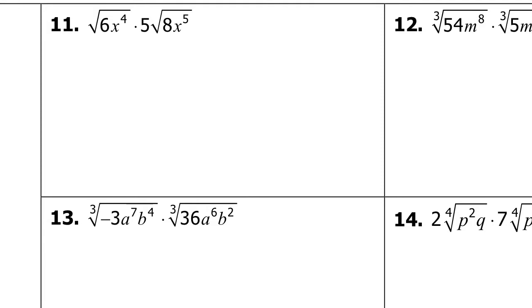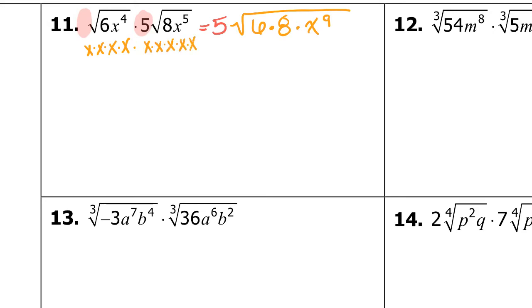Let's take a look at multiplying radicals that include variables. So in this case, I want to start with my coefficients. So I have an invisible 1 times a 5. So 1 times 5 is going to give me the value of 5, and then I'm going to combine my radicals. So I have 6, 8, and 9 x's. You might be asking, how do you get 9 x's? My first radical had 4 x's, and it was multiplied by a radical that contained 5 x's, so I have a grand total of 9 x's.